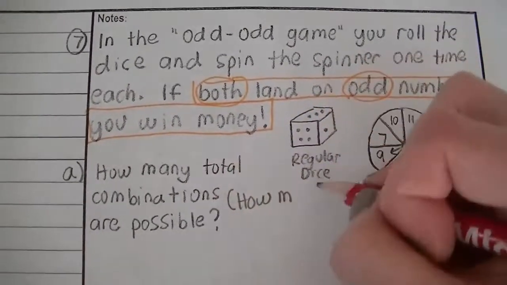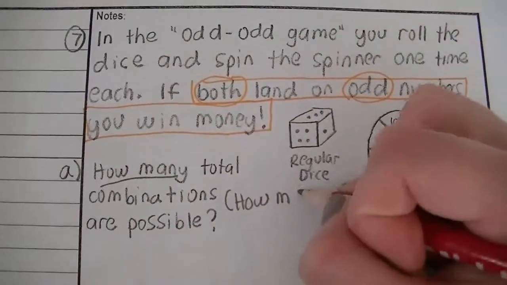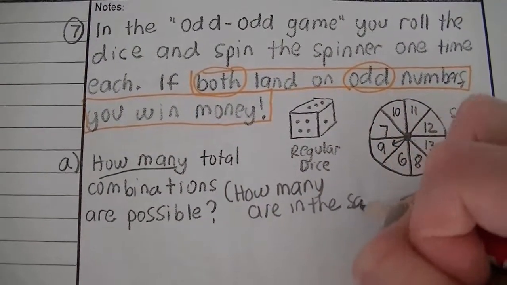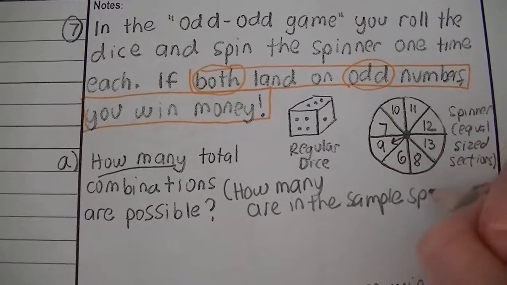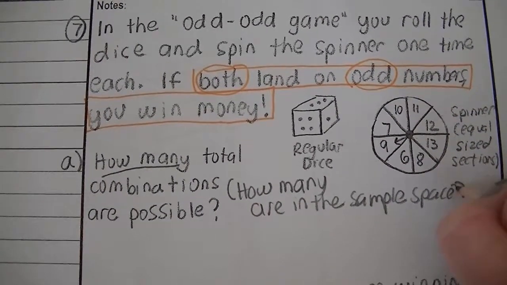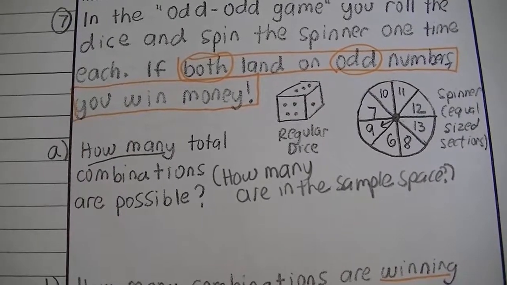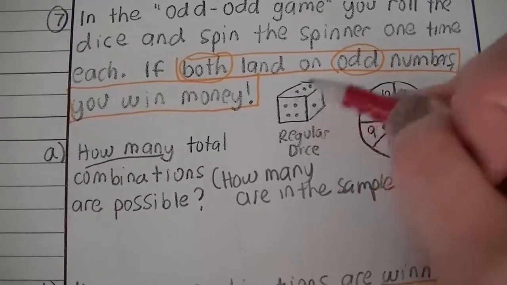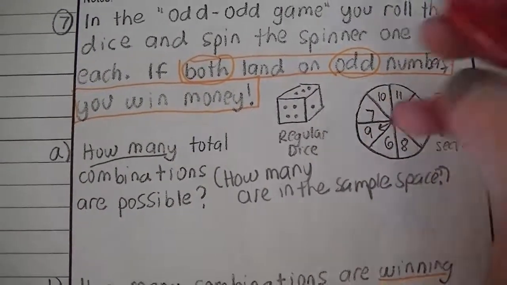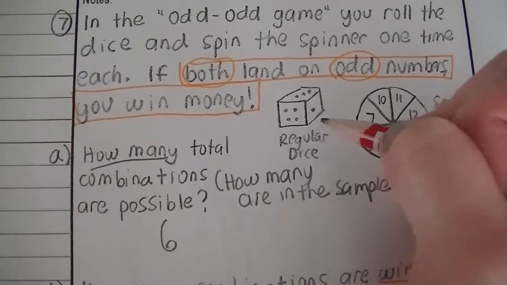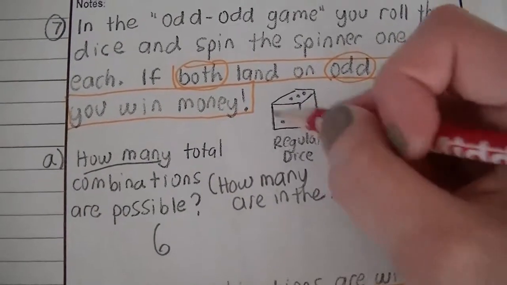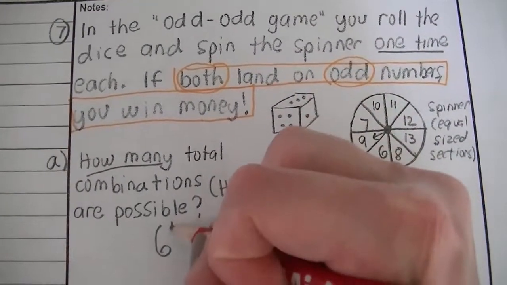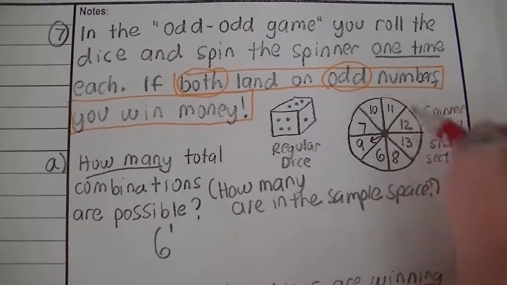It's asking for how many. Okay, not what are they. Okay, how many are in the sample space? So for this first one right here, how many possibilities are there in rolling this die? Well, there's 6 possibilities. You can land on 1, 2, 3, 4, 5, or 6. And how many times are you going to roll this? 1 time. Okay. And you've got to spin this spinner.